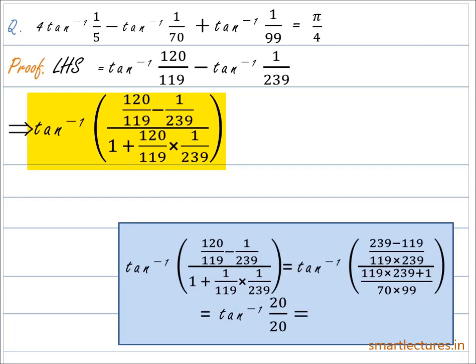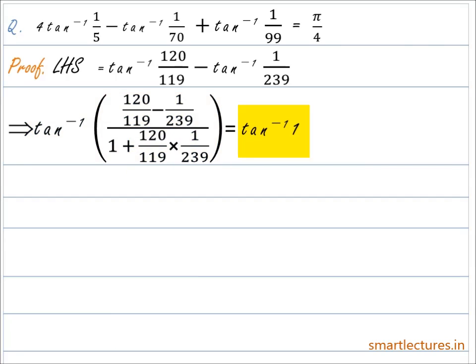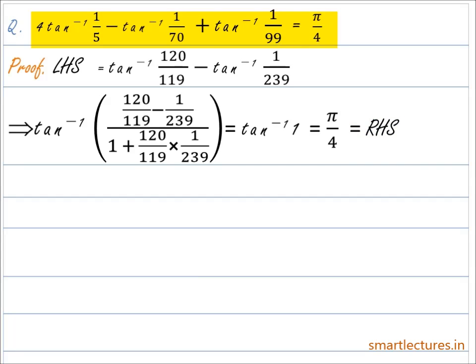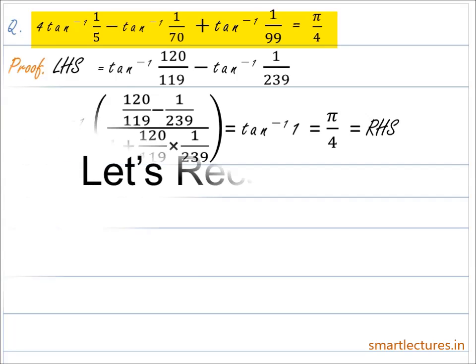you'll find this is finally equal to tan inverse 1, and tan inverse 1 is the angle the tangent of which is equal to 1, and in the interval minus half pi to half pi, that angle is pi upon 4. So left hand side finally becomes pi upon 4, and which is equal to right hand side, and that's what we wanted to prove. So 4 tan inverse 1 upon 5 minus tan inverse 1 upon 70 plus tan inverse 1 upon 99 is equal to pi upon 4.